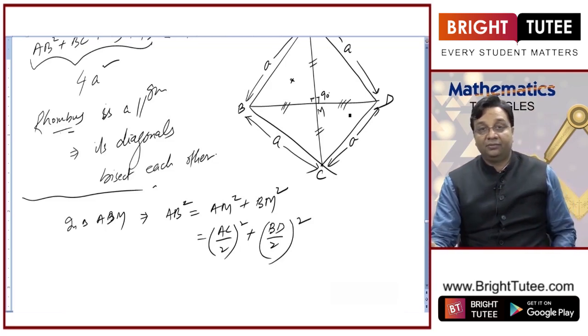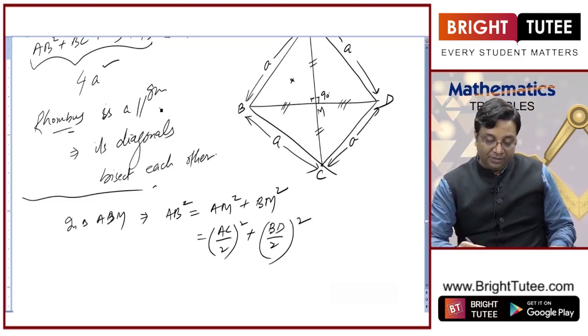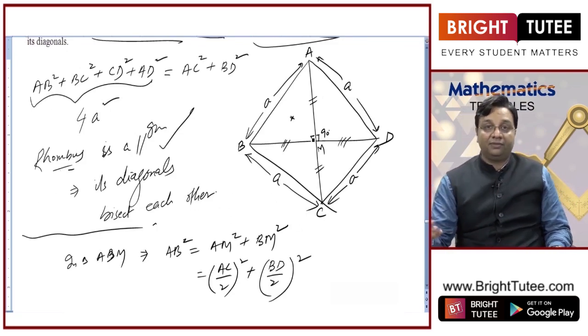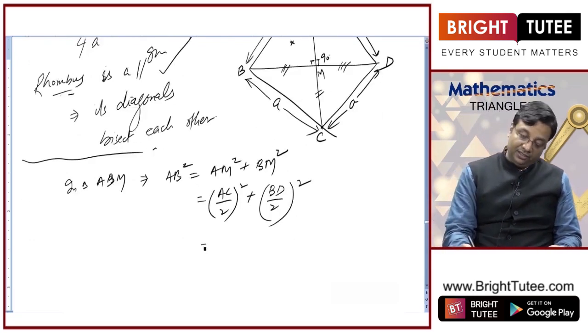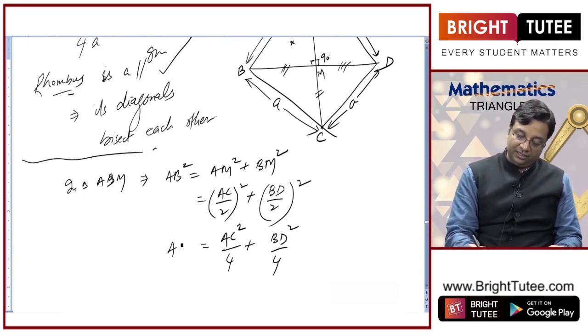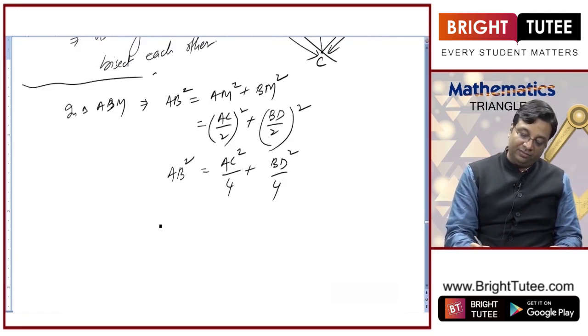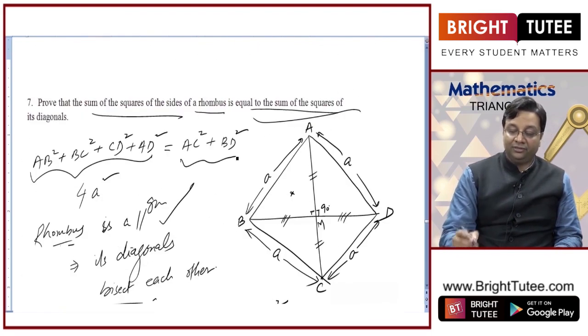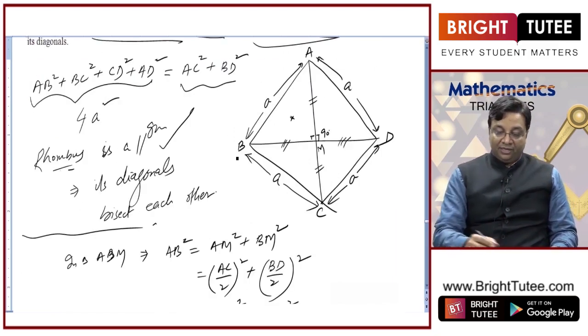Why is it half of? Because it is a parallelogram and its diagonals bisect each other. So, BM is half of BD, right. So, it can be written as AC square by 4 plus BD square by 4, and it is equal to AB square. So, if I multiply both sides by 4, 4 AB square will be equal to AC square plus BD square.